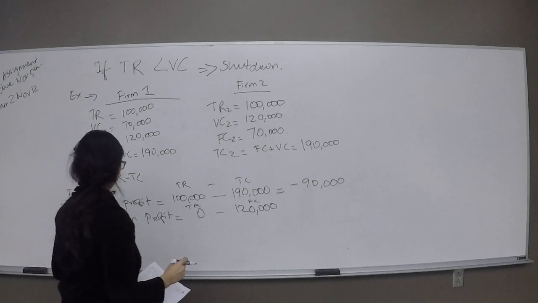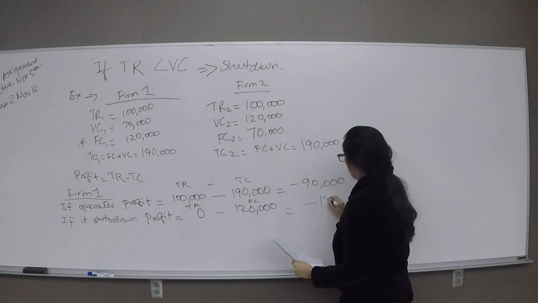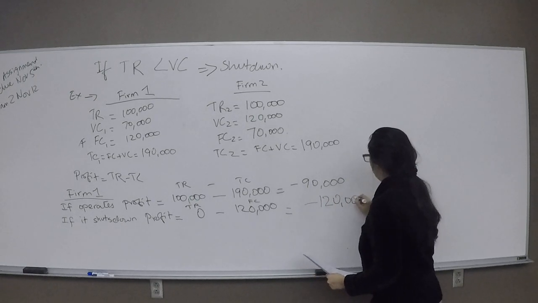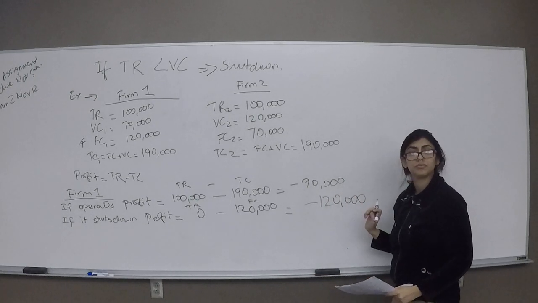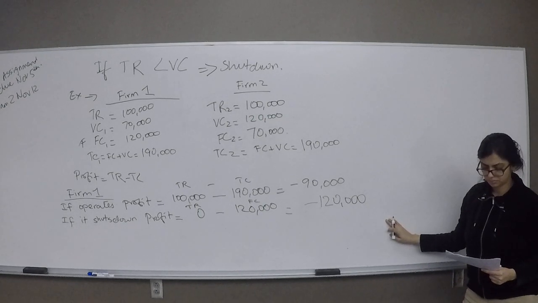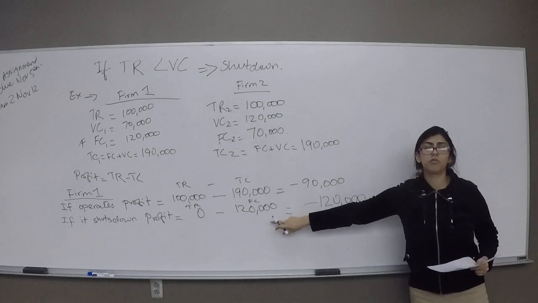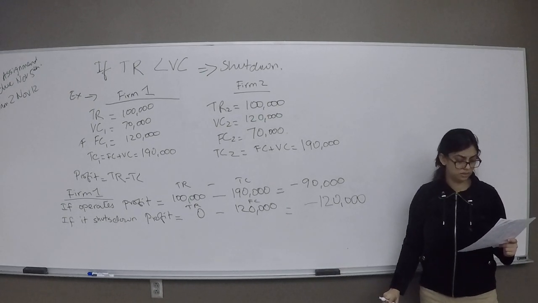So if shut down, the profit becomes negative 120,000. Right? If shut down, the profit becomes negative of what the fixed cost is.